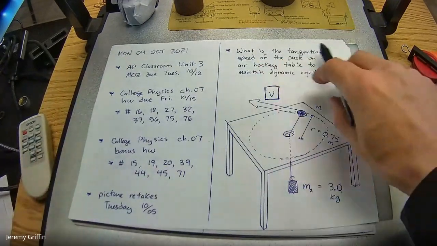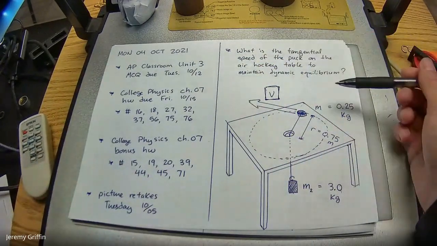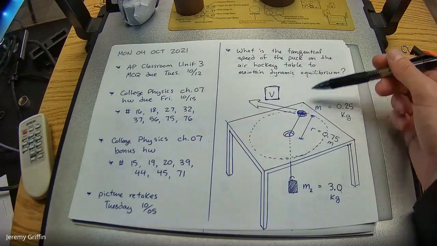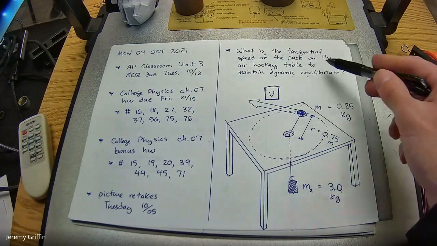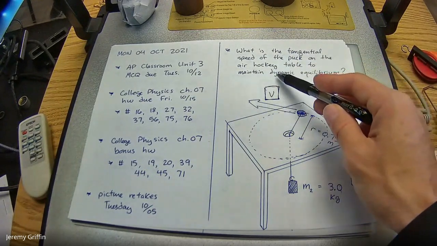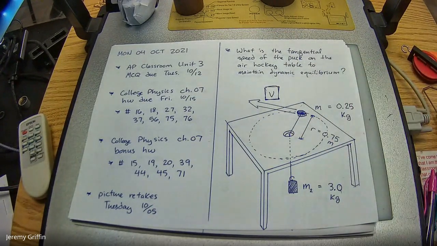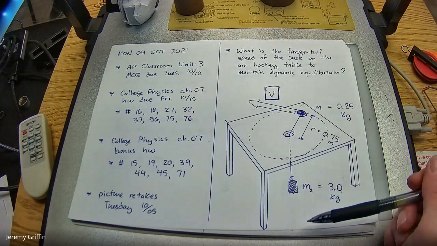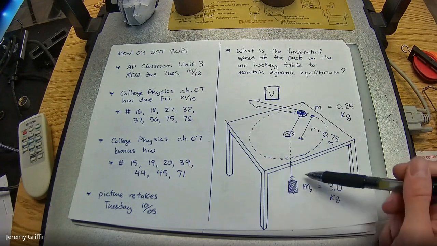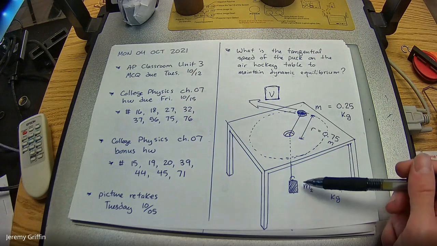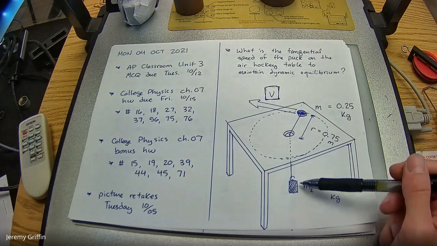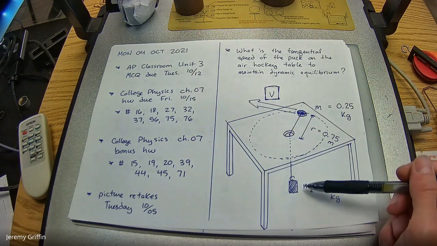What is the tangential speed of the puck on the air hockey table? So here's a puck on an air hockey table. That means no friction. So there's no friction, in order to maintain dynamic equilibrium. Now, when I say dynamic equilibrium, remember what that means. That would be in contrast to static equilibrium. So this bottom weight down here, this M2, that might be in true static equilibrium, where if there's a weight down and a tension up and everything's just balanced out, it's not moving.